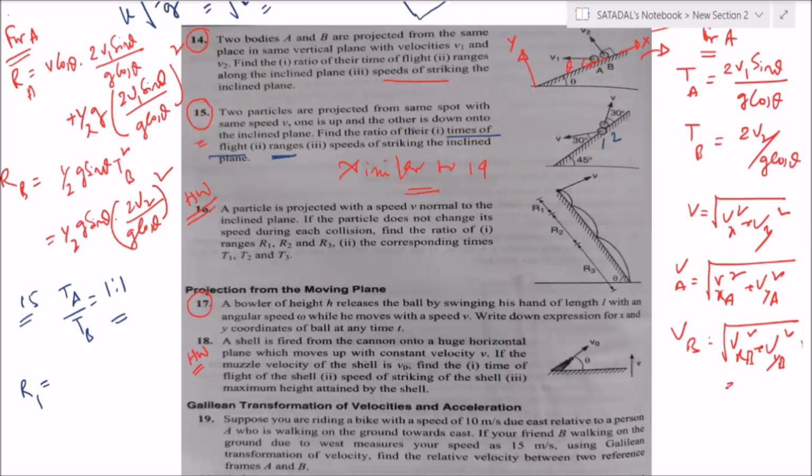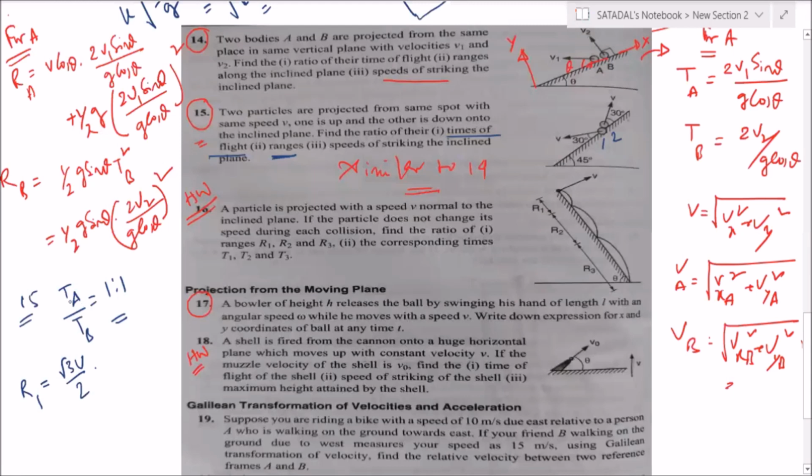Yes, Akash. Sir, is the ratio of range 1:1? Let me check. I will do it now. Okay, sir. So velocity along this line is how much? Root 3 V by 2, right? Cos 30 degrees, V cos 30 degrees. Correct. Into time. Time was how much? Give me the time. Time we can write.